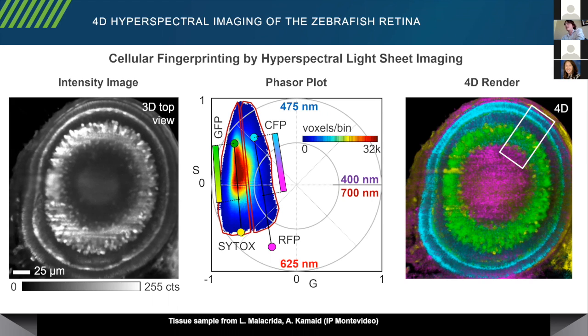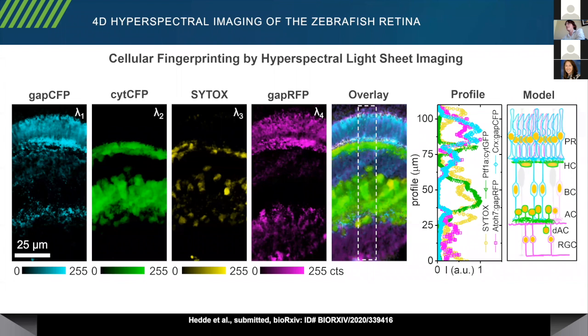And then in the reconstructed 4D image render, we just have them color-coded according to the gradients along the connecting lines between GFP, Cytox, and CFP, RFP. Here's the region highlighted by the white box, zoomed in. And these are the different colors that we chose based on the phasor plot. And by taking the profile in the different regions that we chose, we can see that it nicely matches the model of the photoreceptors and the rest of the structure of the retina that we expect.